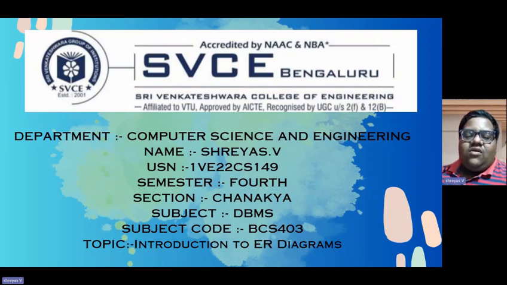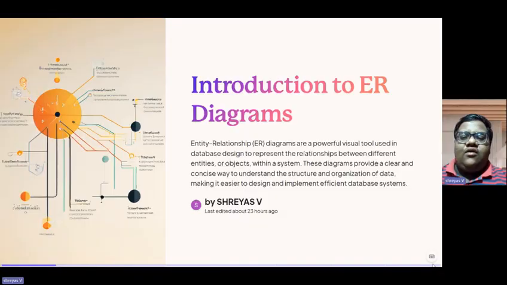I am here to talk about the topic on Introduction to ER Diagrams. Entity relationship diagrams are a powerful visual tool used in database design to represent the relationships between different entities or objects within a system. These diagrams provide a clear and concise way to understand the structure and organization of data, making it easier to design and implement an efficient database system.